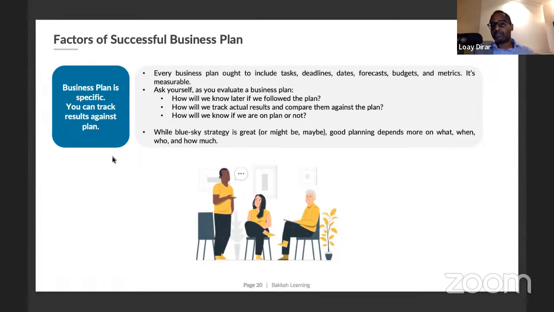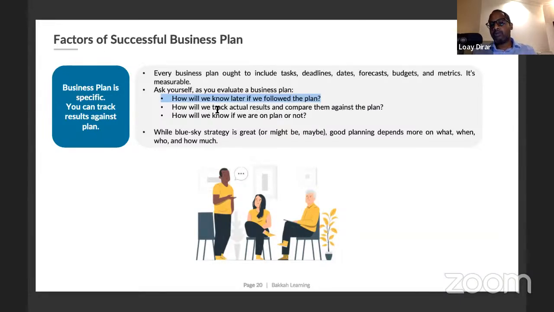Ask yourself when you start, or whenever you are in the middle of developing a business plan, as you evaluate the business plan, how will we know later if we followed the plan? So you must have performance measurement mechanisms in place that will help you measure if there is any deviation that might happen, how are you going to tackle it, or how are you going to bring the business plan back on course?